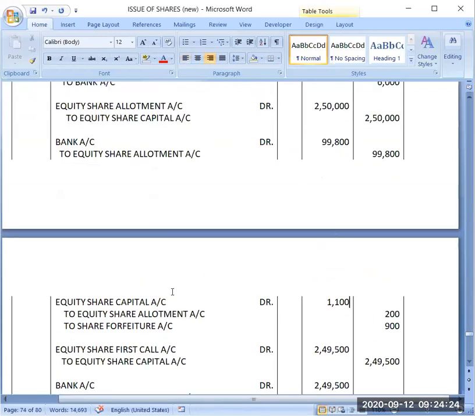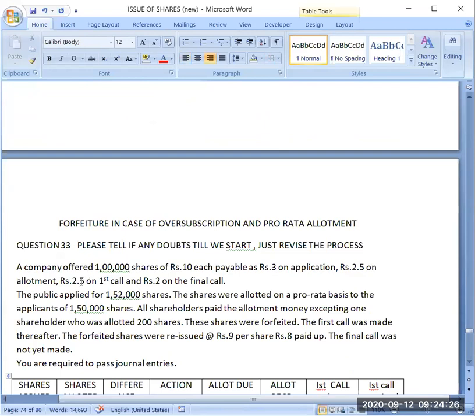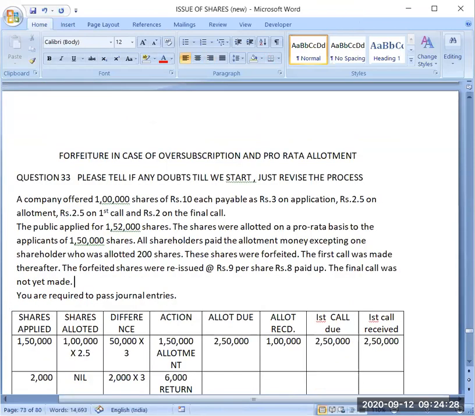One of the students is asking about this amount. Your application and allotment is 2.5 per share. So your called up capital till allotment is 5.5 per share, then multiplied by the number of shares forfeited. You have forfeited 200 shares, so that amount will become 1,100.